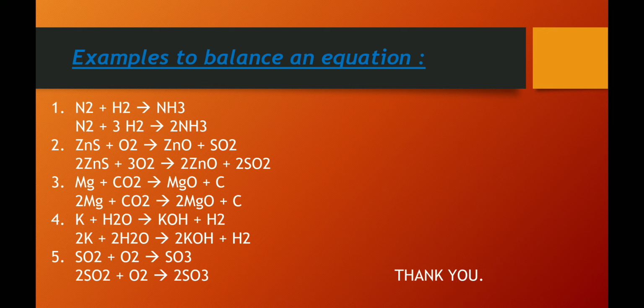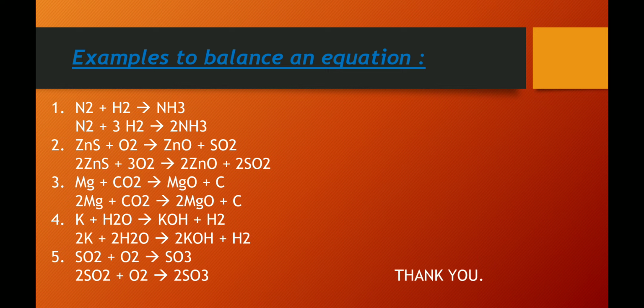Now, second example, zinc sulfide plus oxygen gives zinc oxide and sulfur dioxide. Symbolically, ZnS plus O2 gives ZnO plus SO2. On balancing the equation, in order to make the number of atoms the same on both sides, here 2ZnS plus 3O2 gives 2ZnO plus 2SO2.